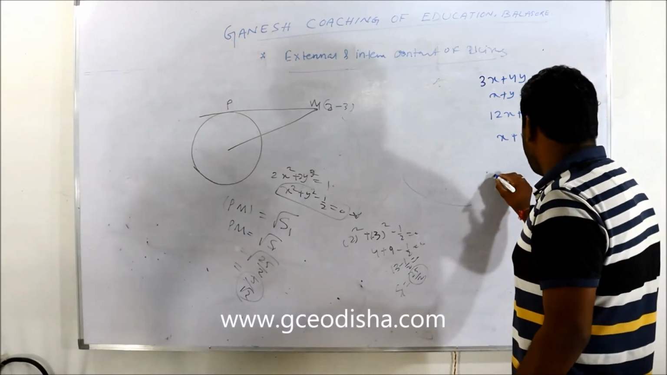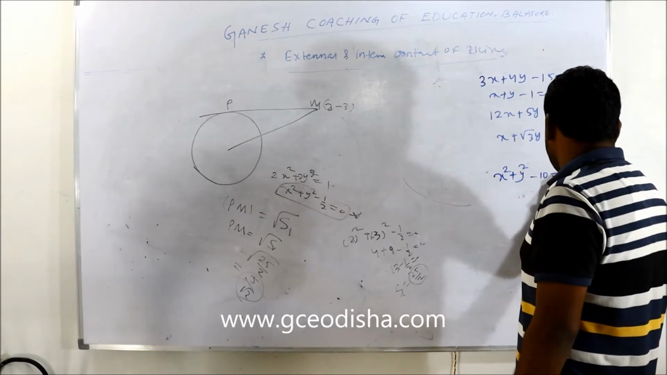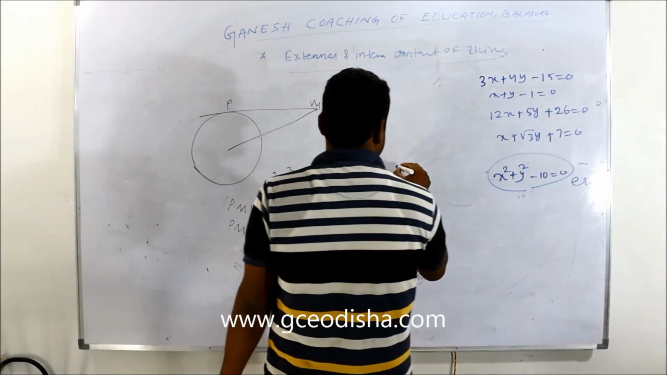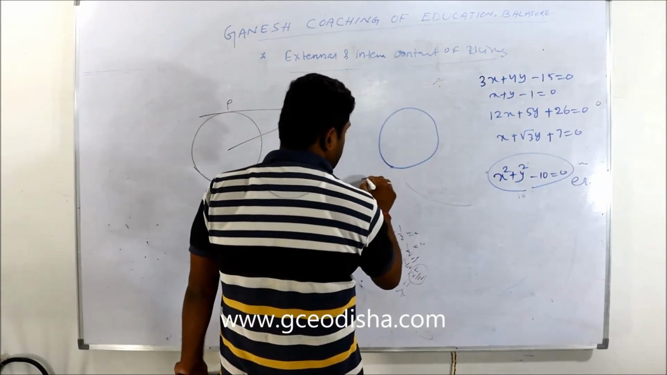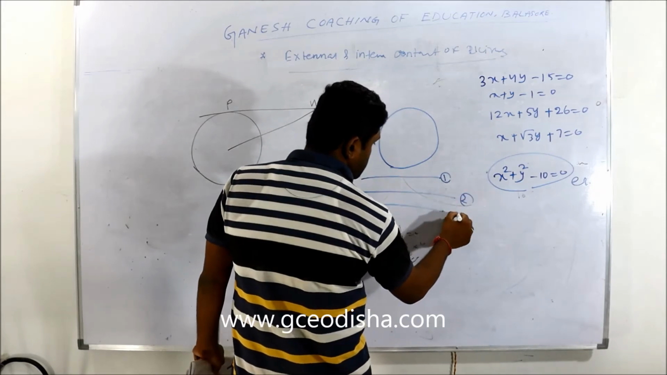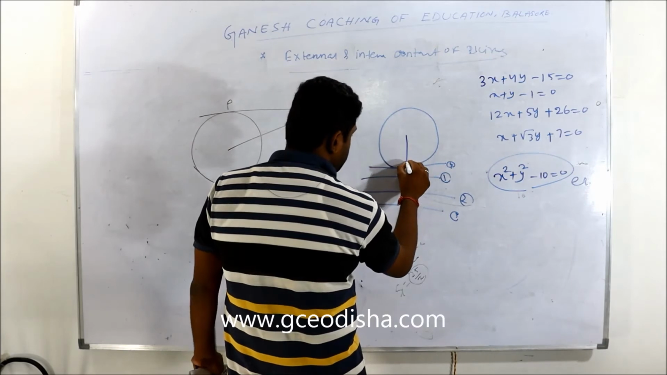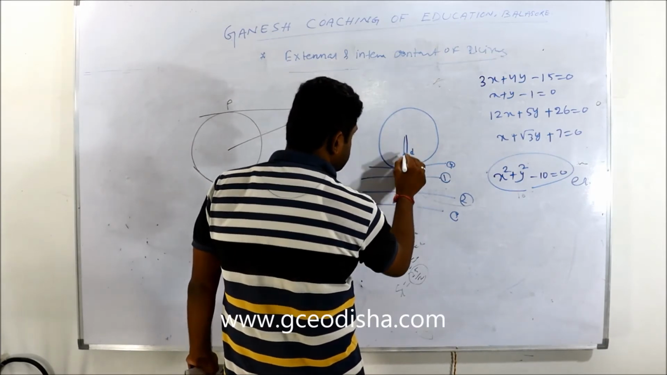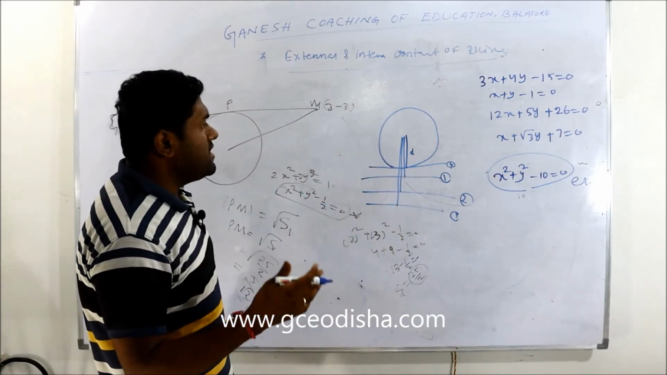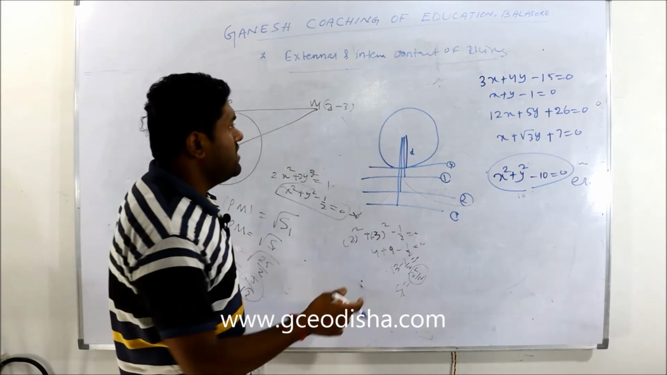They give the equation of the circle: x square plus y square minus 10 is equal to 0. Like this is the circle, and this is line 1, this is line 2, this is line 3, and this is line 4. From the center just find the perpendicular distance. When you find the perpendicular distances, whichever magnitude is highest, that line is the farthest. Just do that.